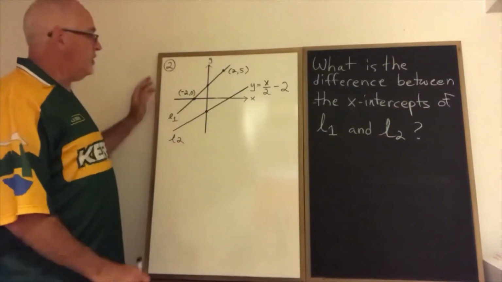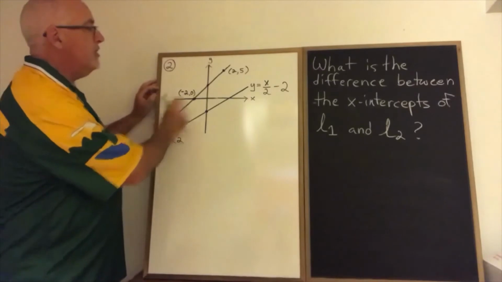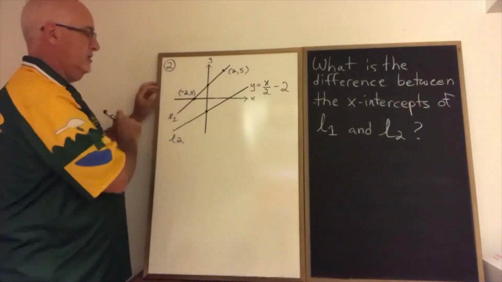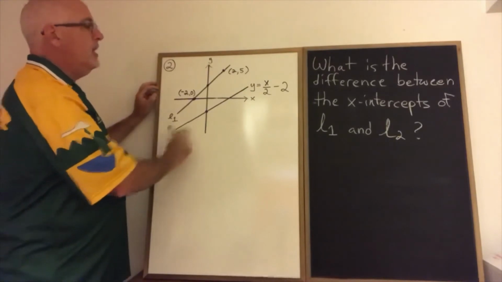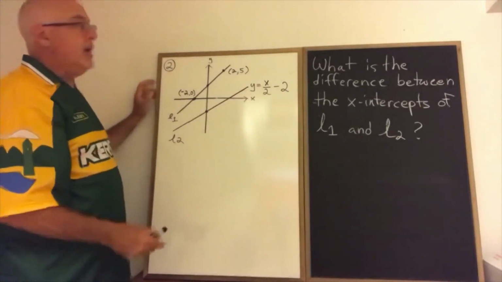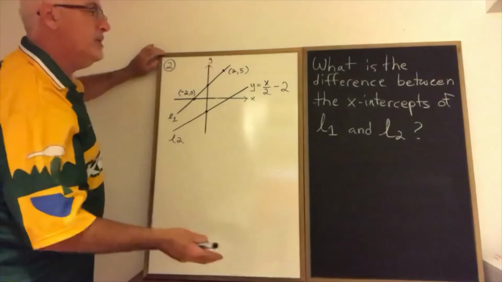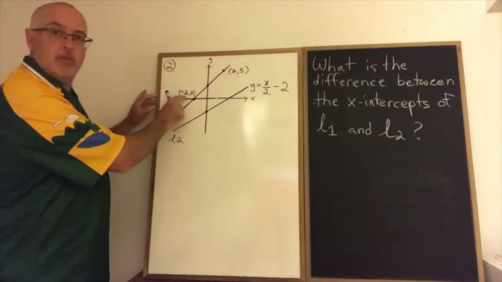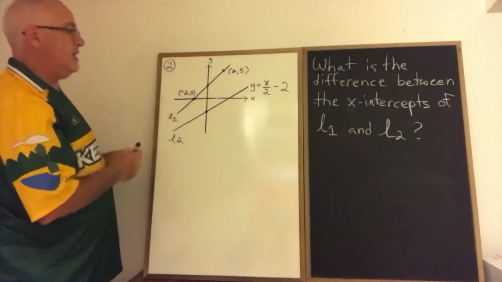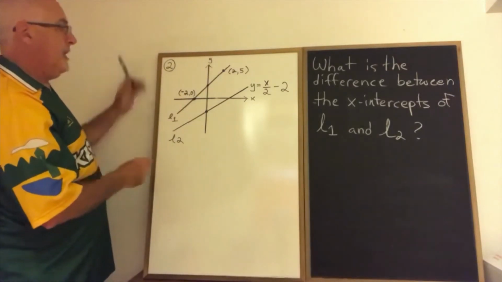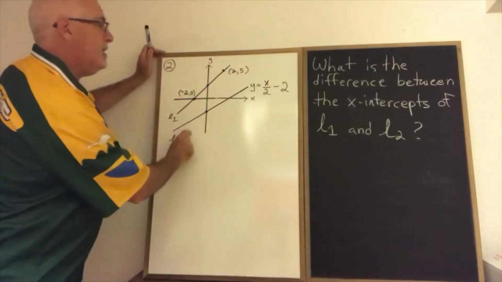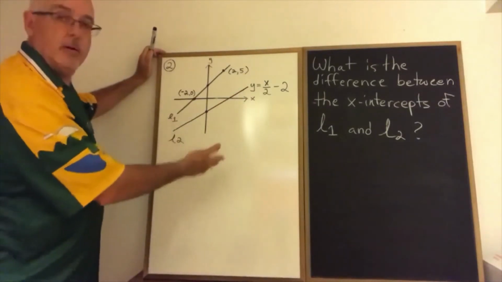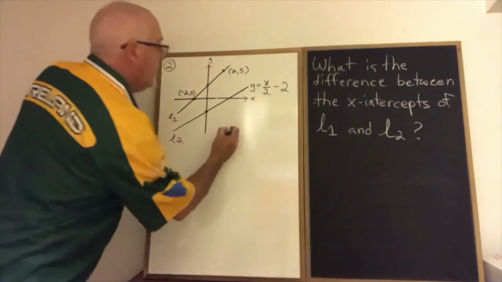Here in example 2, we have line 1, which has the point (25, 0) on it, and the point (-20, 0). Line 2, we're given the equation. When we want to know the difference between the x-intercepts, for line 1, the x-intercept happens to have been given to us. -20 is the x-intercept. For the x-intercept of line 2, I have to plug y equals 0 into the equation. I'll start with that.